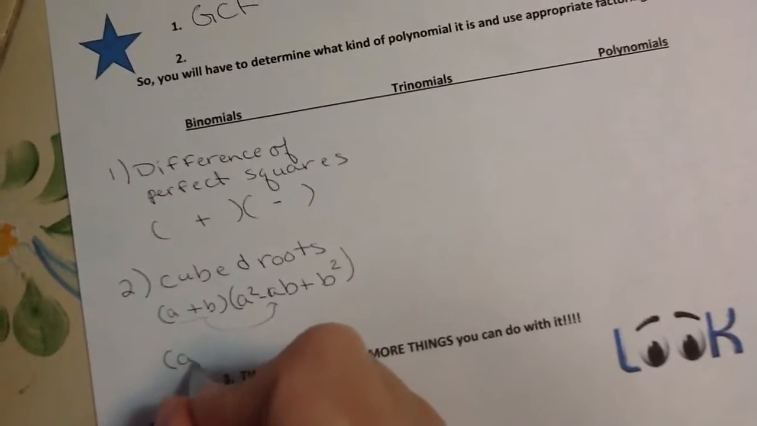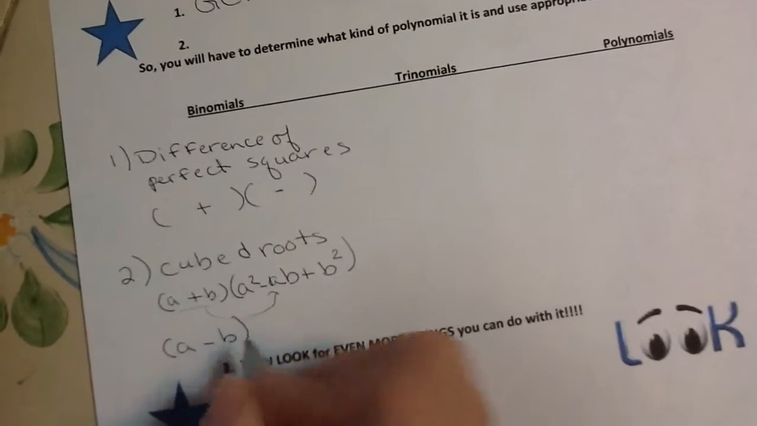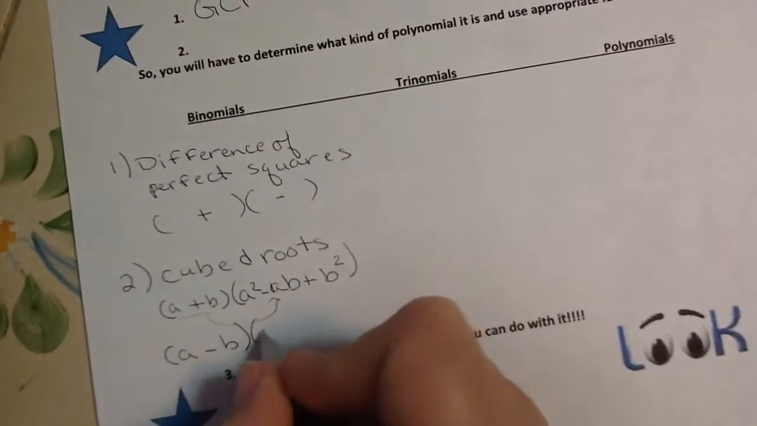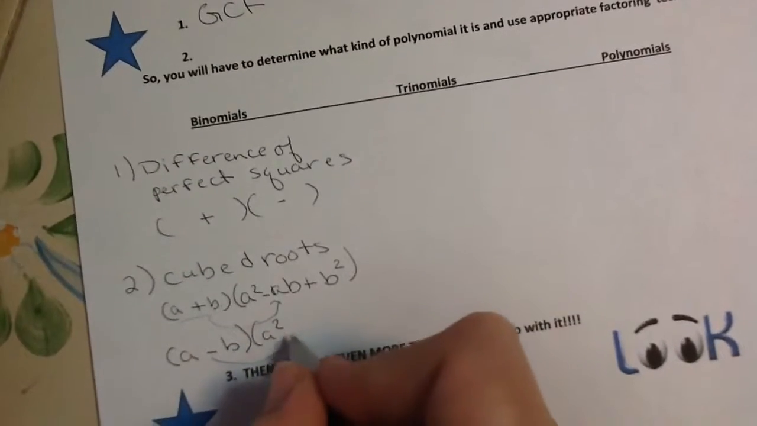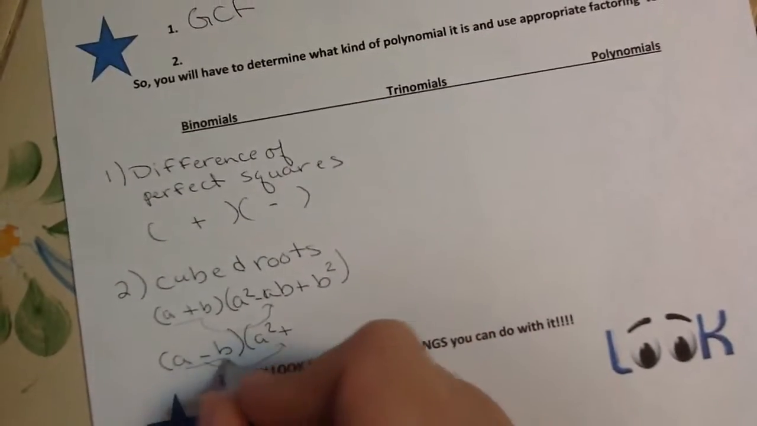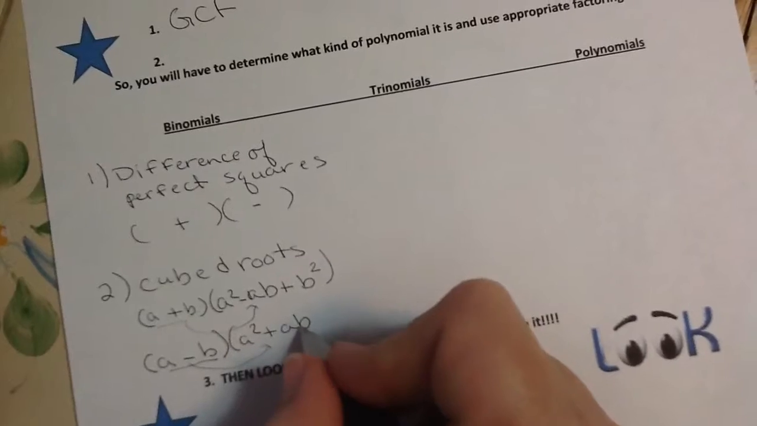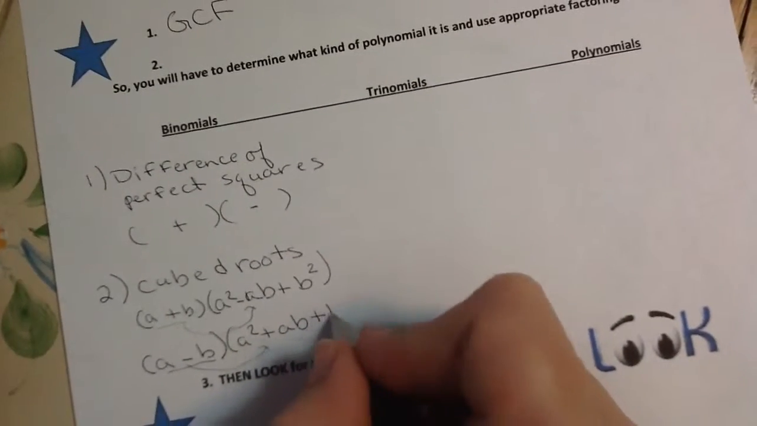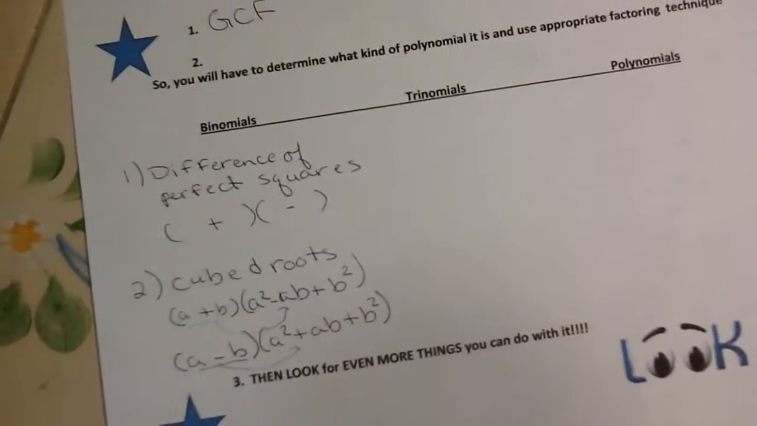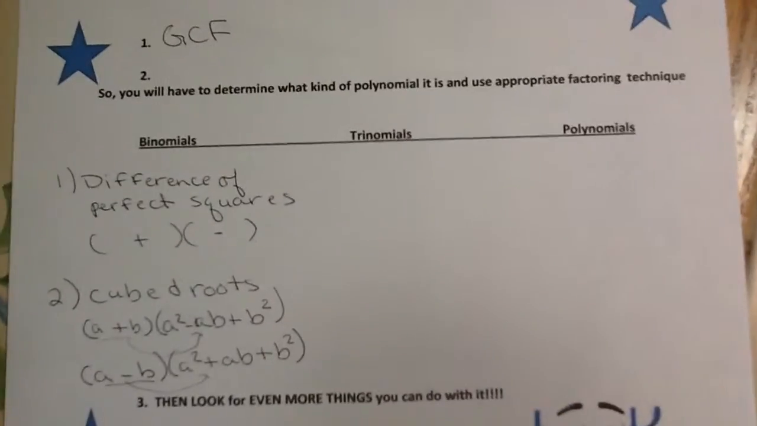If this one was negative, then it's the same thing, A squared. Opposite sign, what was in here, always positive, and B squared. Those are your binomials. Then we went to trinomials.